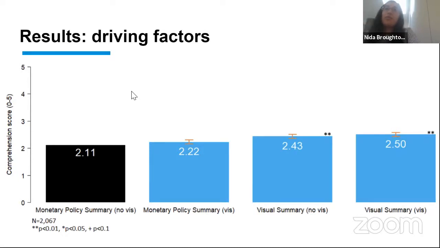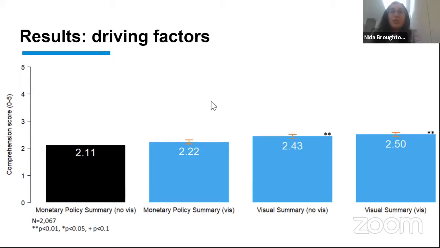Instead, the main difference comes from going from the monetary policy summary to the visual summary. Depending on what scale you're looking at, the improvement in comprehension effectively comes from the lower reading grade of the visual summary.